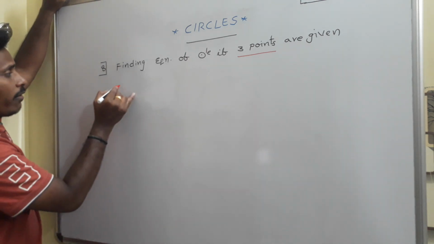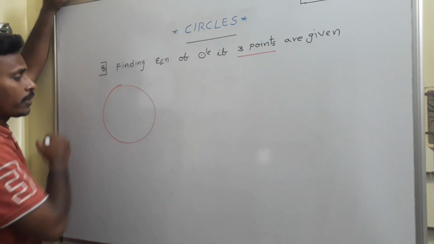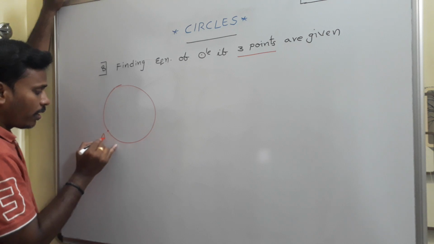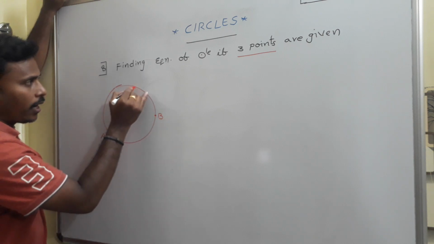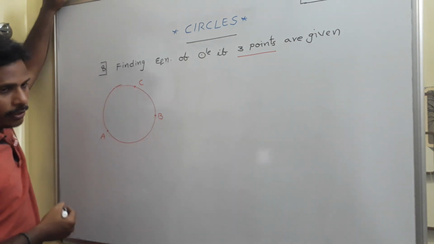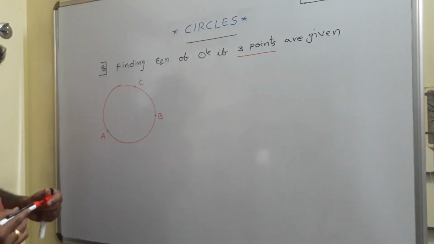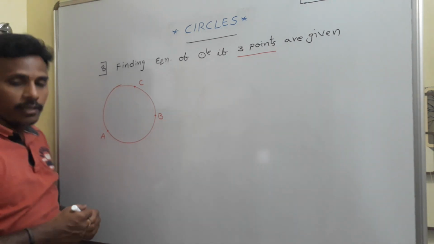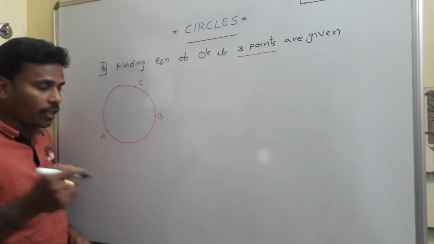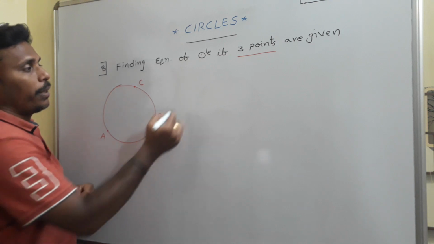Basically here we have a circle, and on this circle A is one point, somewhere B is another point, and C is another point. Using these 3 points A, B, C, we need to find the equation of the circle. How to find the equation of the circle using these 3 points? Method 1.